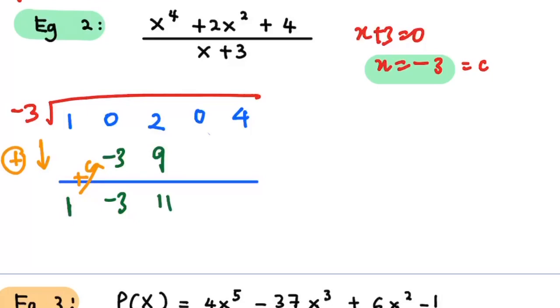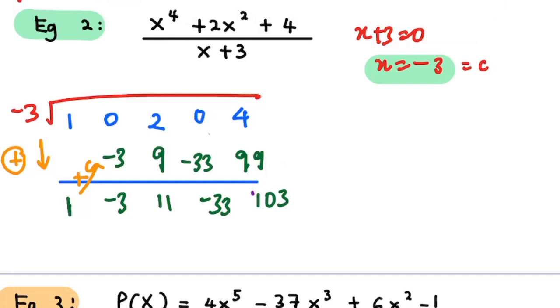This is 11. And then here again, 11 times minus 3. So this is minus 33. Add this up, this is equal to minus 33. Then let's multiply minus 33 with your c, minus 3. So this is equal to 99. So finally, 99 plus 4, this is equal to 103.